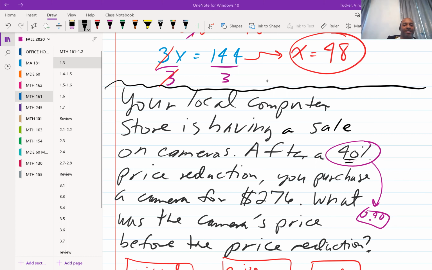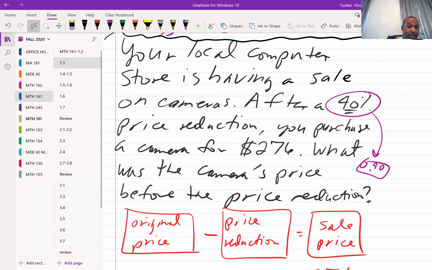There's no other way to get a sale price other than having an original amount and a discount, subtracting the two, and then you have your sale price, right? So that's going to be our setup for this type of equation. We have our original price minus the price reduction, and that's going to be equal to our sale price. So we need an algebraic representation for each one of these three pieces.